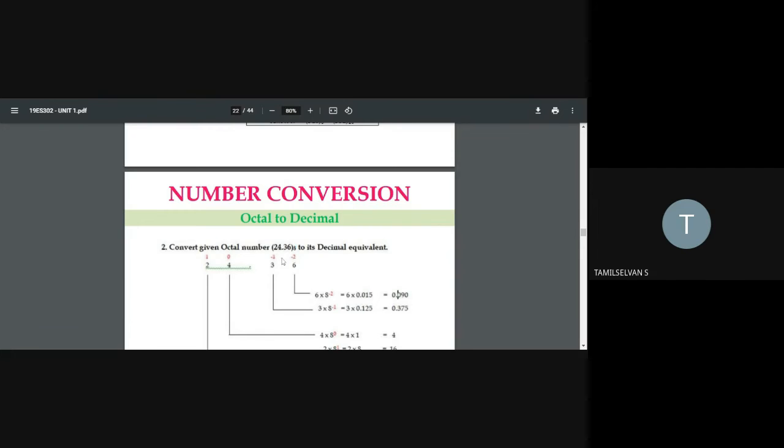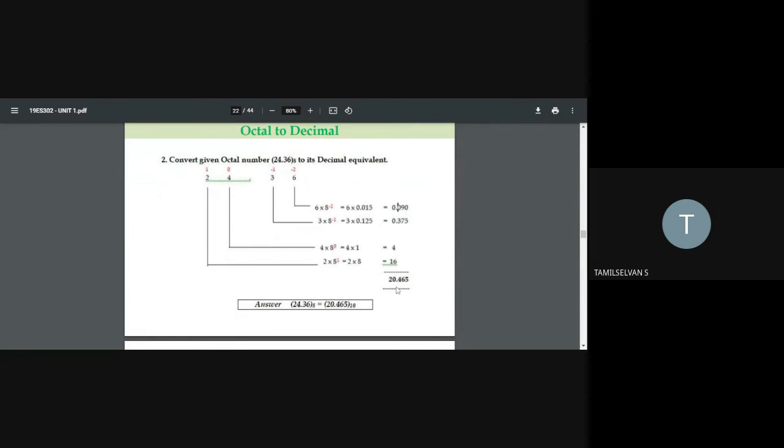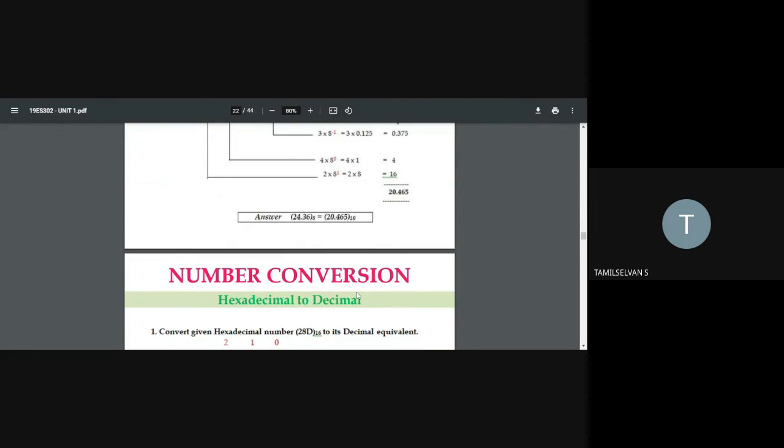Consider this example, 24.36. So 4 into 8 power 0, 2 into 8 power 1, 3 into 8 power minus 1, 6 into 8 power minus 2. Better to use the calculator for accurate output. So the final output will be 20.465. Next I can move to the hexadecimal number system.